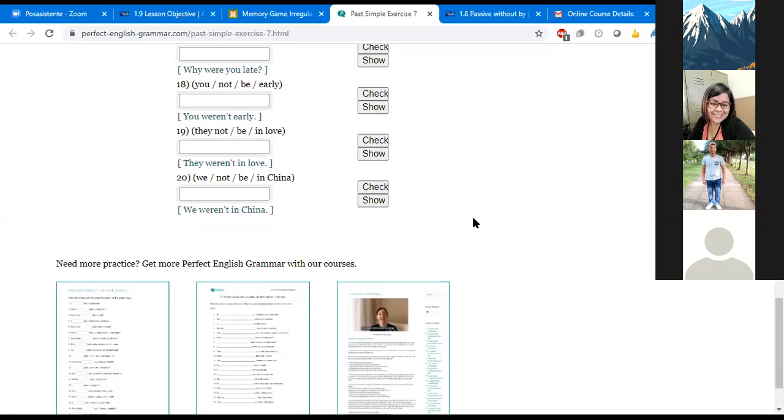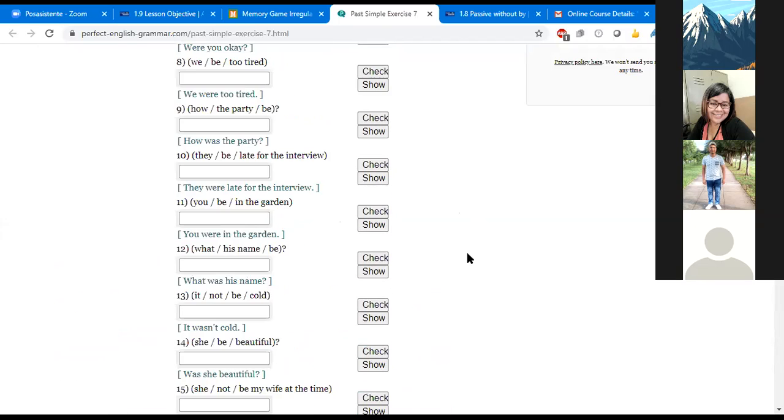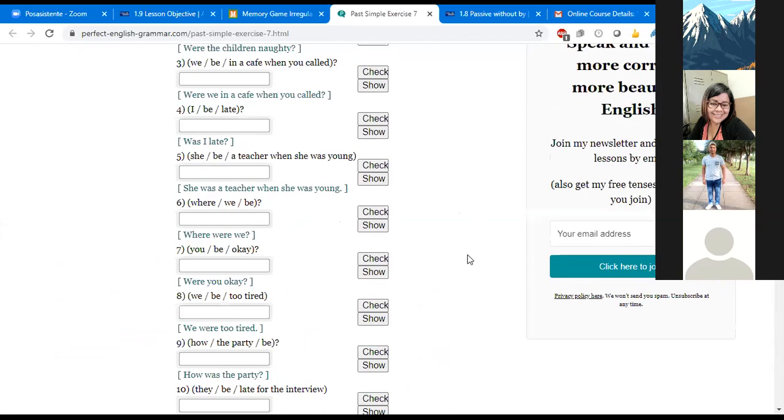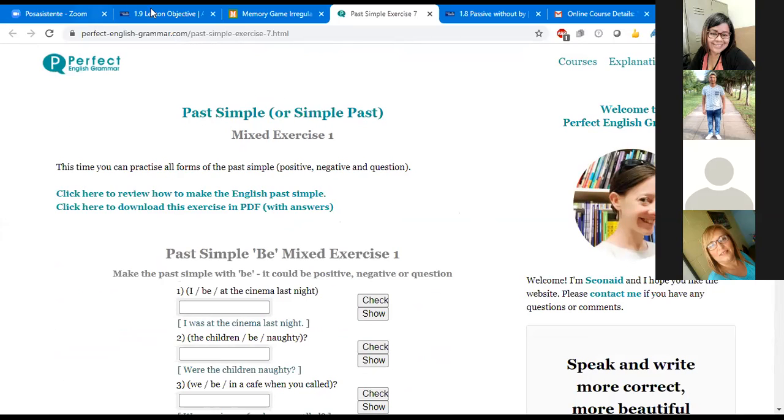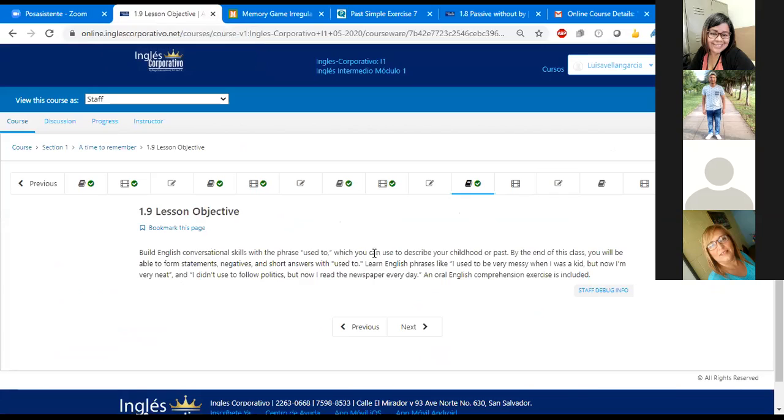Okay. So you see, this is the idea, how to use was and were. And now I think you are very clear with this topic, right? Now we're going to move to another topic, always about the past, but with another concept. So let's see, Gladys, can you do me a favor and read the objective here?